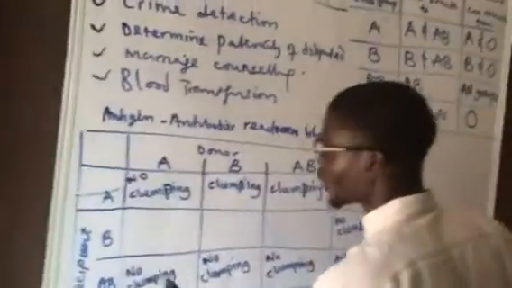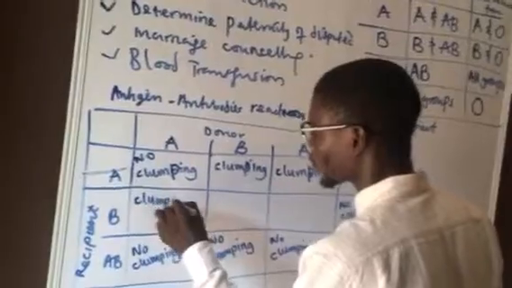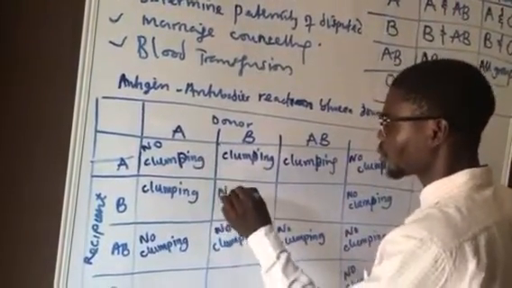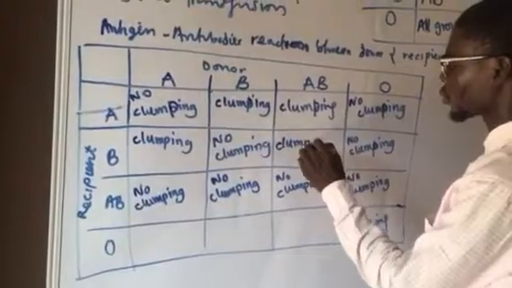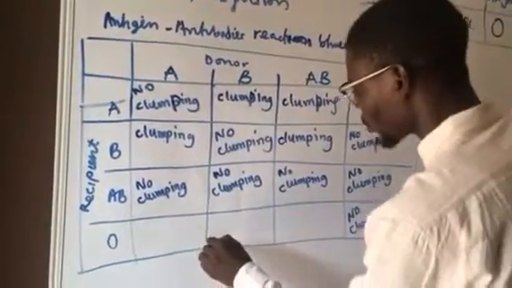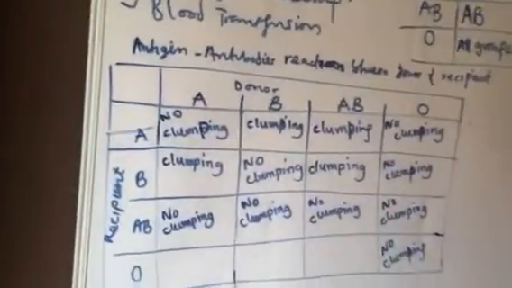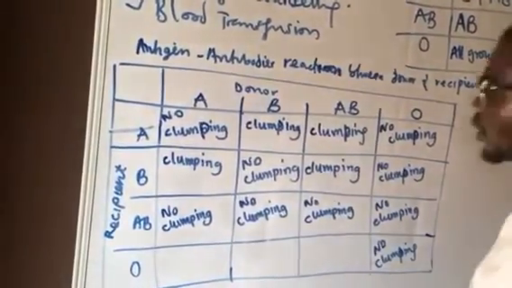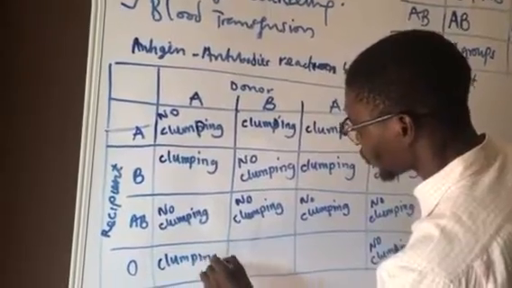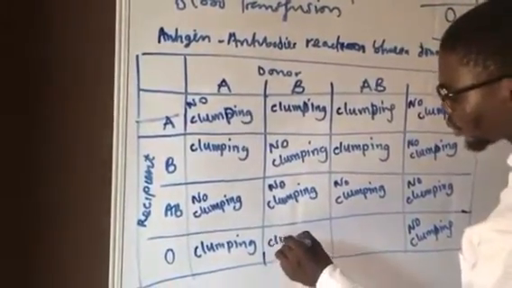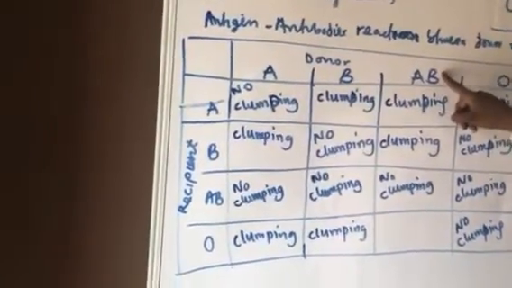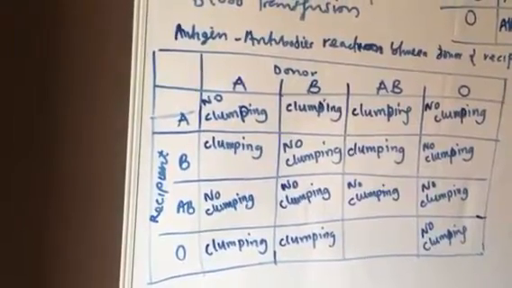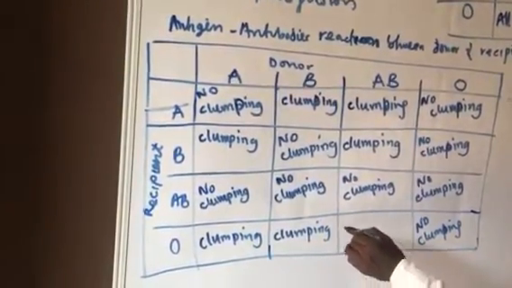So B cannot donate to A. There will be clumping here. B can donate to B. No clumping. AB cannot donate to B. There will be clumping. And here too, O and A. A cannot donate to O. Clumping will be here. B cannot donate to O. Clumping. AB cannot donate to O. AB can only donate to AB. So there will be clumping here too.